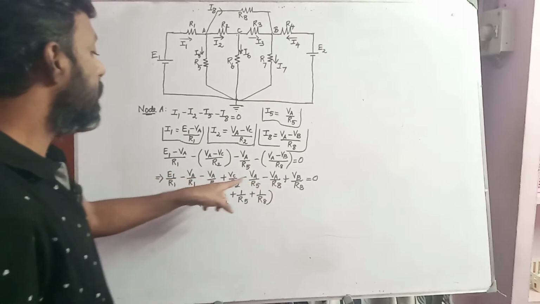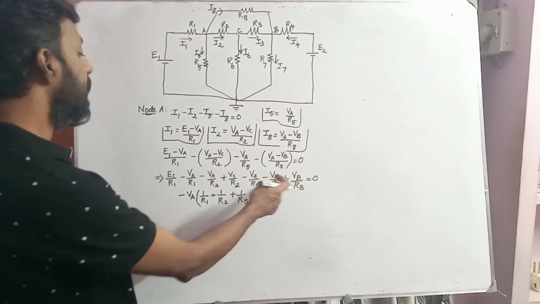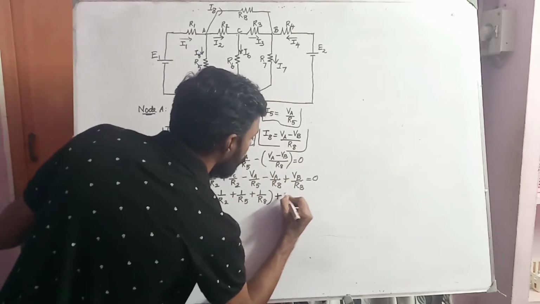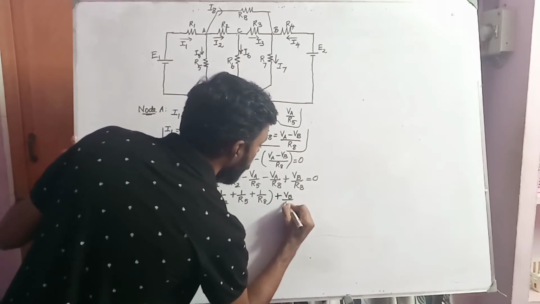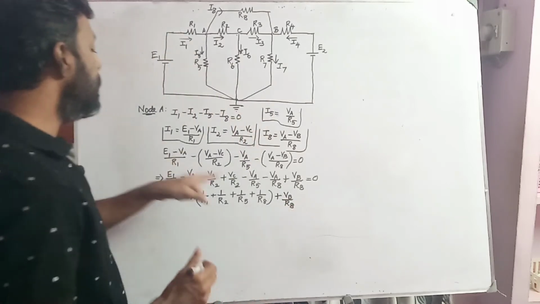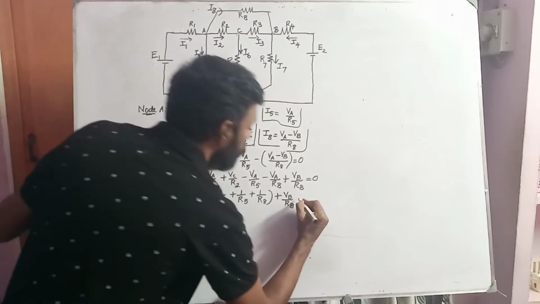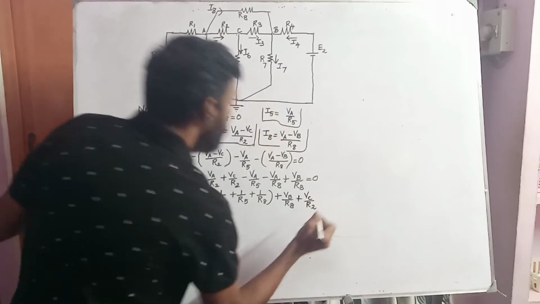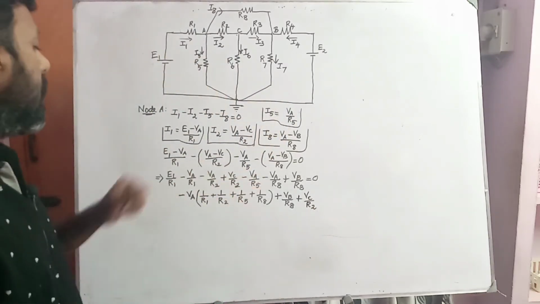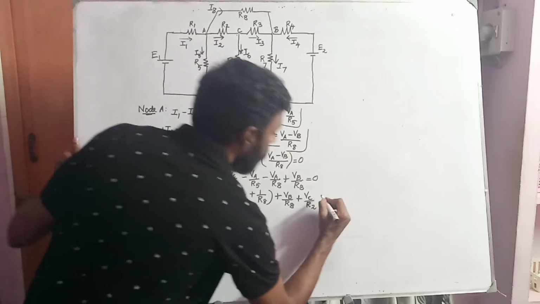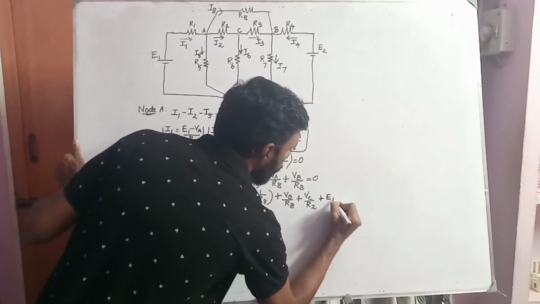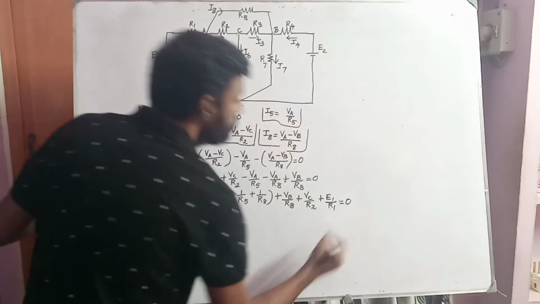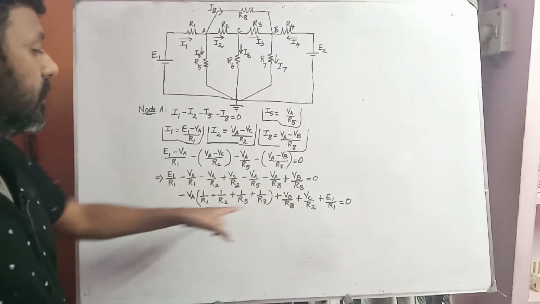Now we need to consider VB. How many VBs do I have in this expression? I have only one VB, so plus VB divided by R8. How many VCs do I have? I have only one VC, plus VC divided by R2. I have E1 by R1, plus E1 divided by R1 equal to 0. So this is the expression here.